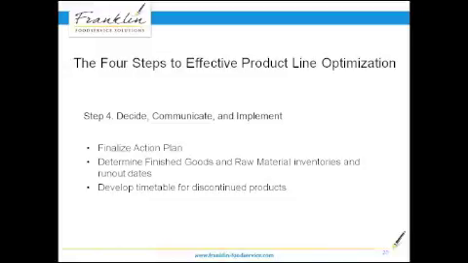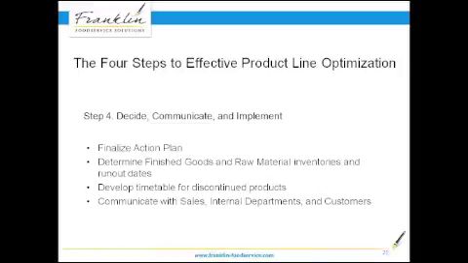And in order to do that, you develop a timetable for discontinued products. So it's not going out to the marketplace and saying we're dropping 72 products effective next month. It's a matter of saying here's 72 products that are going to be discontinued over the next several weeks or months. And here's the anticipated run-out date. And we'll continue to work with you, and customer service will communicate with you when the inventories are getting down to the point where it's going to be going away altogether. And then again, you communicate this very clearly to sales, the internal departments, and your customers.